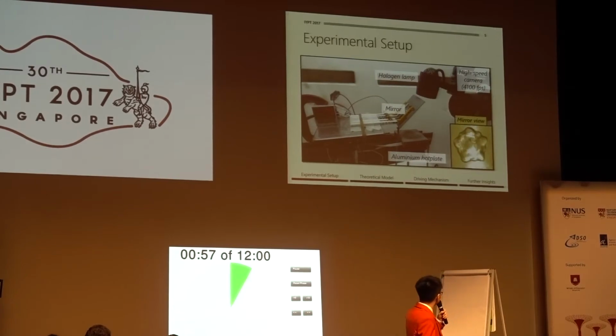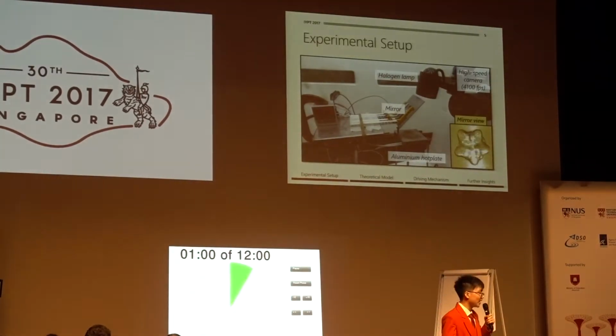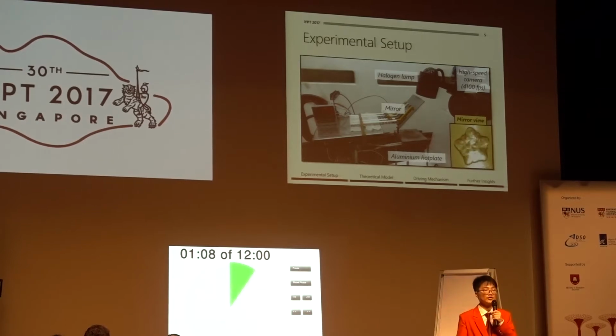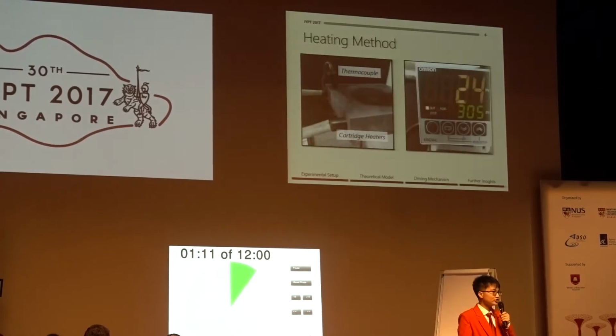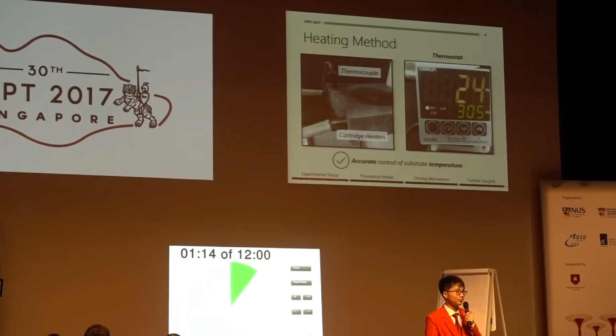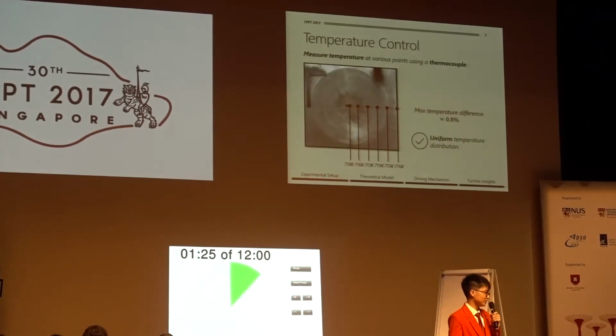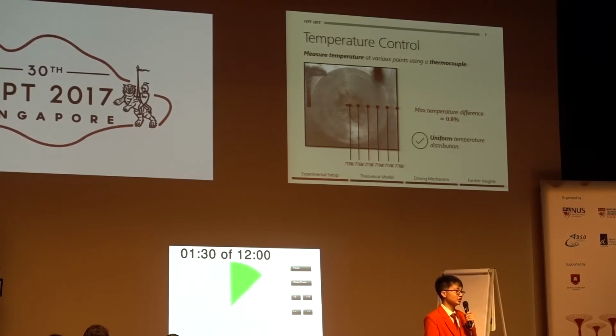Our experimental setup consists of an aluminium hot plate illuminated by a halogen lamp. We used a mirror and high-speed camera to capture footage of the motion of our droplet, as shown in the mirror view. We used cartridge heaters to heat up our hot plate and a thermocouple to record its temperature. These are connected to our thermostat, which allows us to accurately determine the temperature of our substrate. In addition, we measured the temperature at various points of our hot plate using a thermocouple. We observed a maximum temperature difference of 0.8%, which shows that our temperature distribution is indeed uniform.